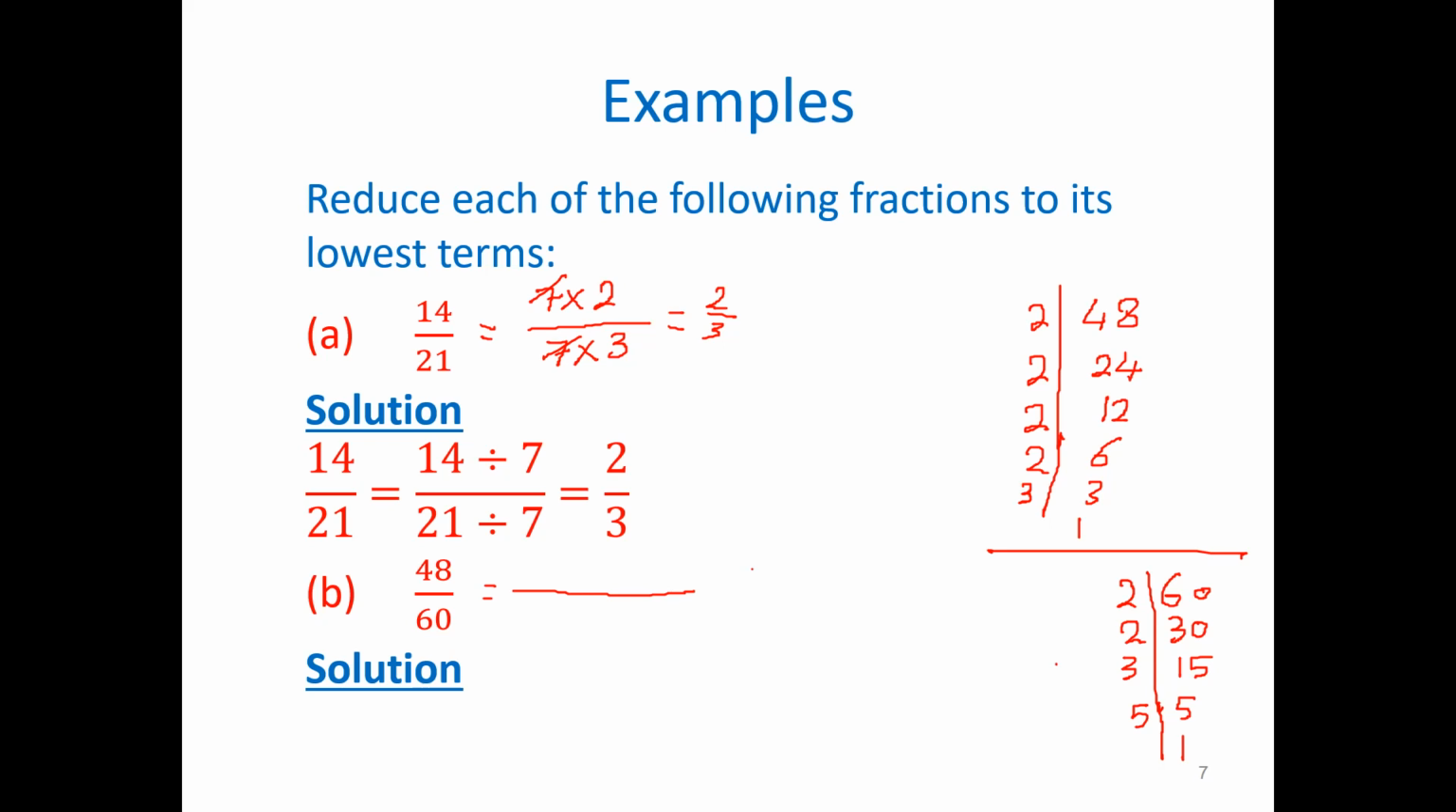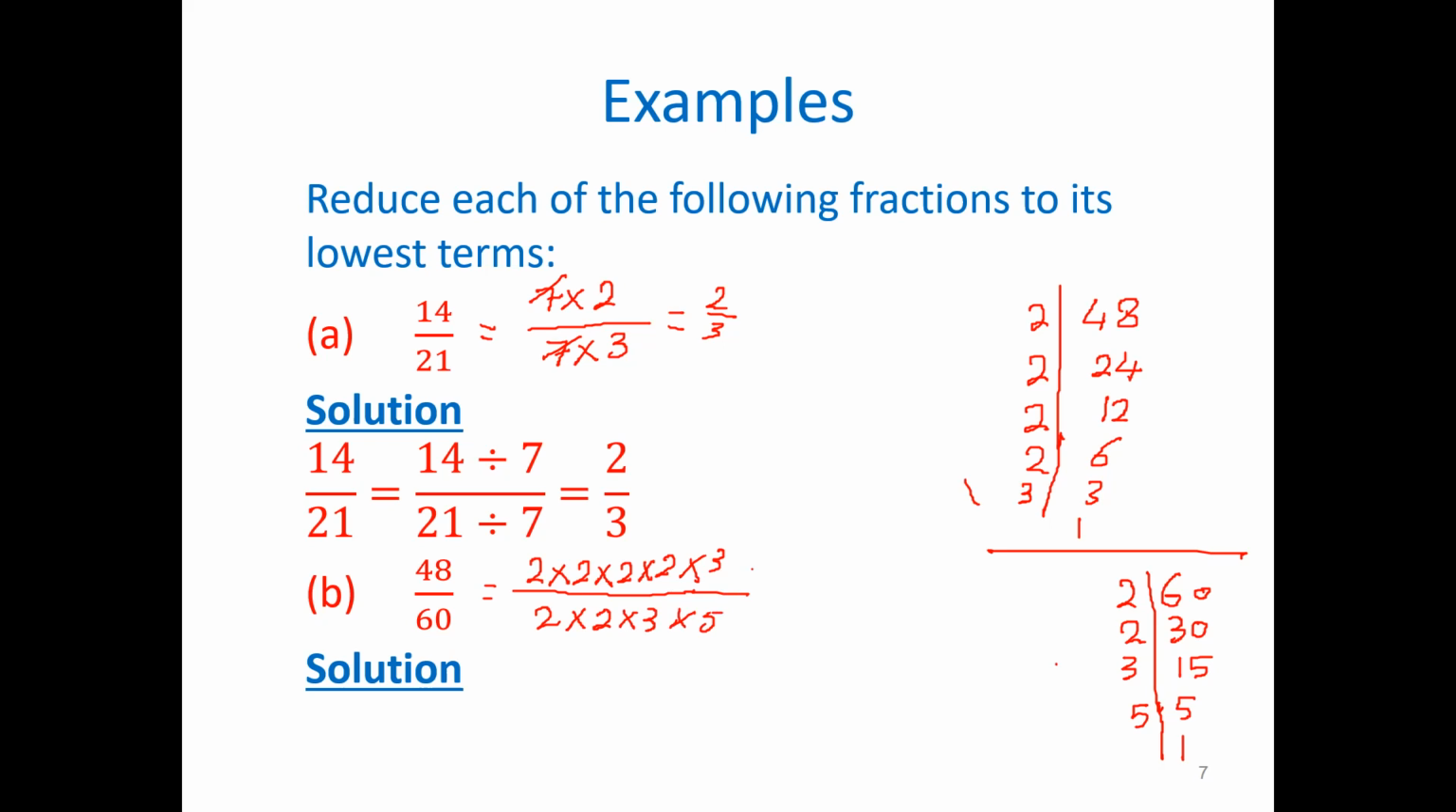So 48, see, this is the multiplication of all these numbers, okay? 2 times 2 times 2 times 2 times 3. So we have to write here 2 times 2 times 2 times 2 times 3. And then 60 is equivalent to 2 times 2 times 3 times 5.